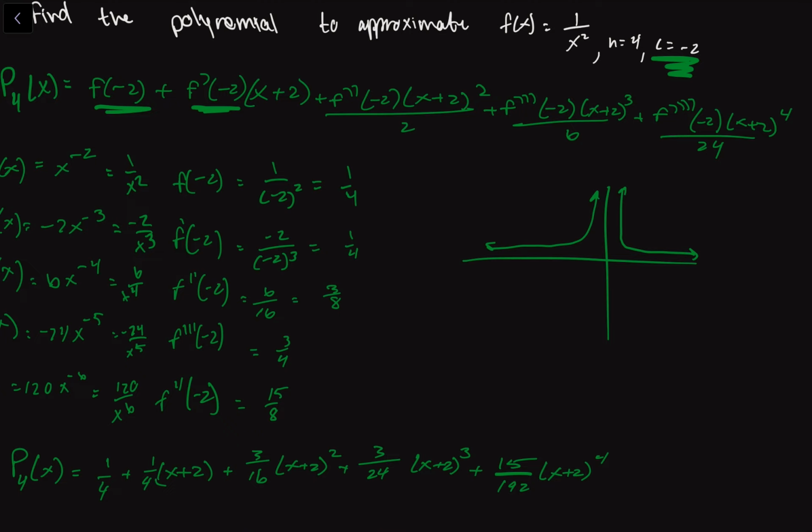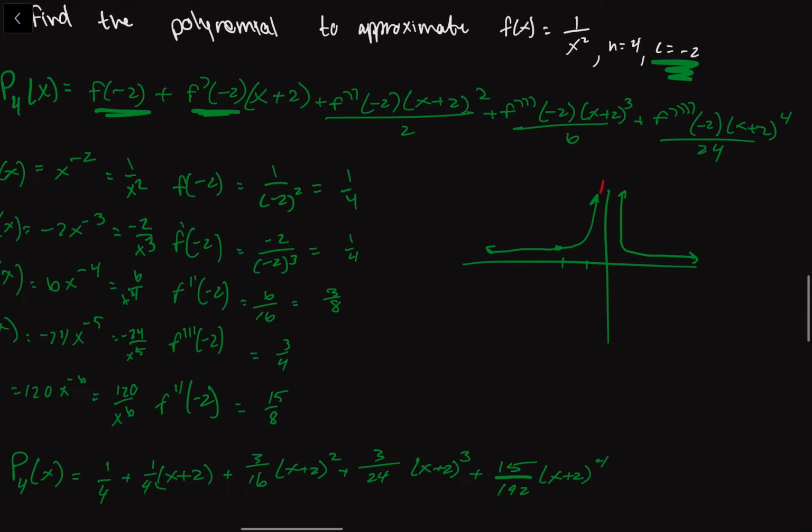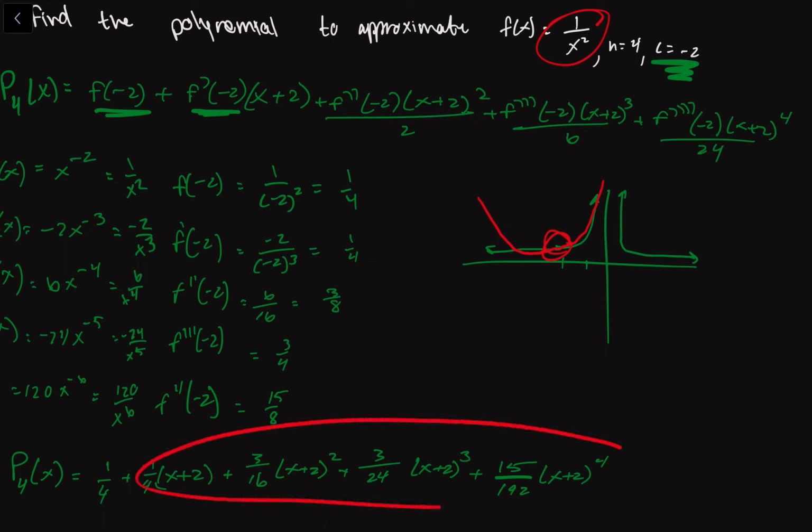And we're centering it about negative 2, which means our polynomial probably looks something very similar to this. So we have a pretty good approximation about this point, c equals negative 2. So if you want to evaluate this at negative 2, the y value you get will be something similar to this one, right? So that is how we do.